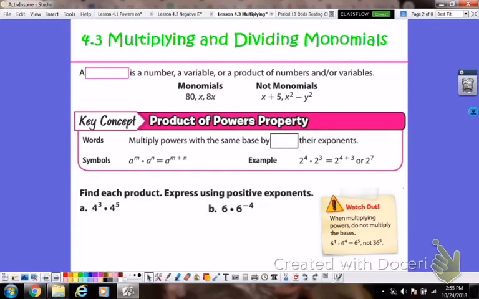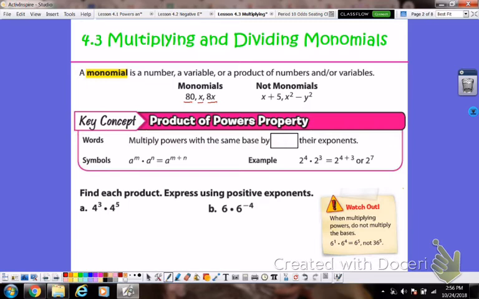In section 4.3, we're going to be talking about multiplying and dividing monomials. A monomial is a vocab word for us. A monomial is a number, a variable, or a product of numbers and/or variables. Notice there's no adding or subtracting. Examples are 80, just x, or 8 times x, 8x. So you see we have just a number, just a variable, or a product of numbers and/or variables.